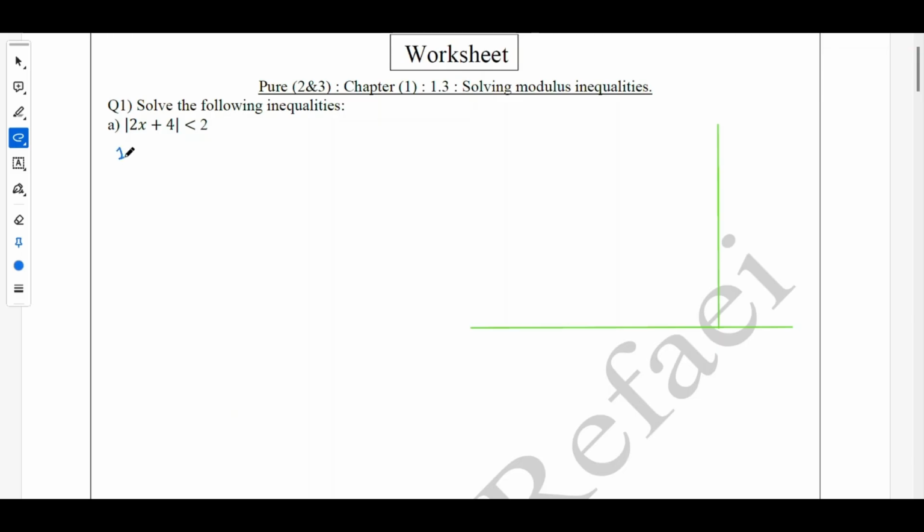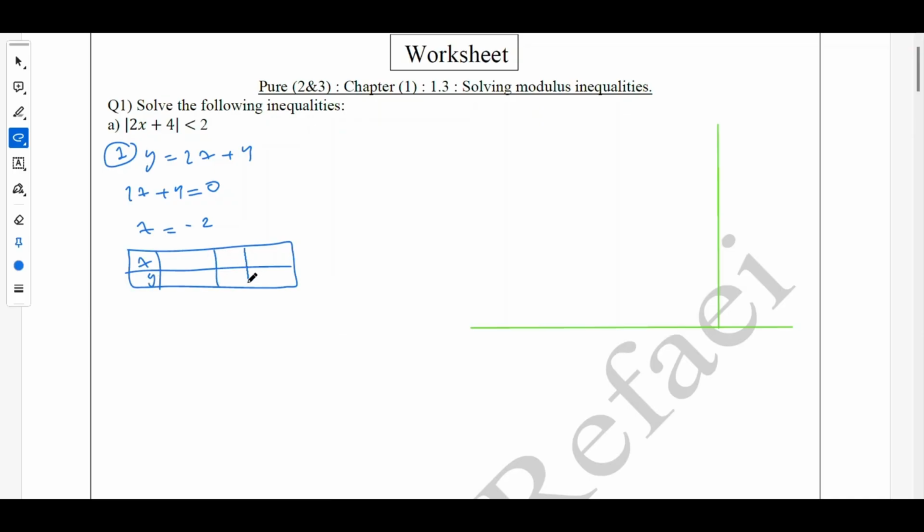For way one, sketching, I'm going to divide it into two equations. Y equals modulus 2x plus 4. 2x plus 4 equals 0, so x equals negative 2. Negative 2 gives me 0. Negative 3 as a modulus: 2 by negative 3 is negative 6, plus 4 gives negative 2, so it will be 2. And 0 will give me 4.